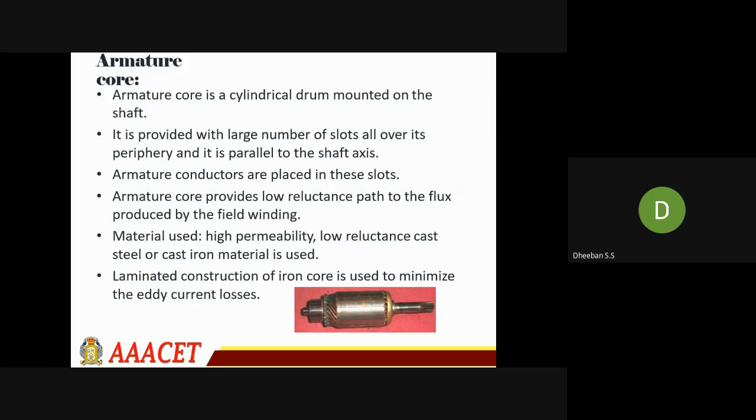So, the armature core. This is the image of your armature core. Here you can see the windings. The armature core is nothing but a cylindrical drum mounted on the shaft. It is provided with a large number of slots all over its periphery. Armature conductors will be placed in these slots. The material used again needs to provide a low reluctance path, so it will be of low reluctance and must have very high permeability.